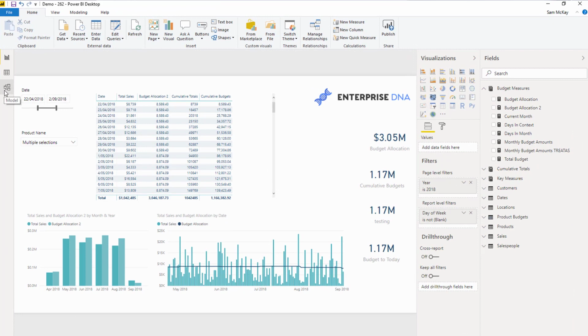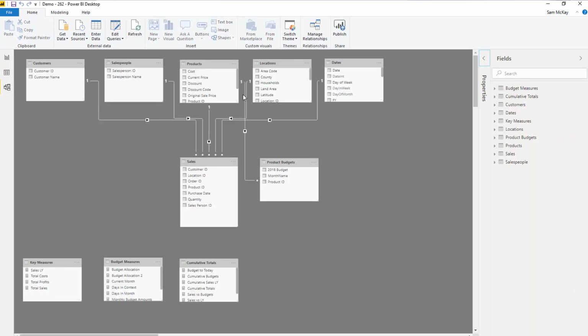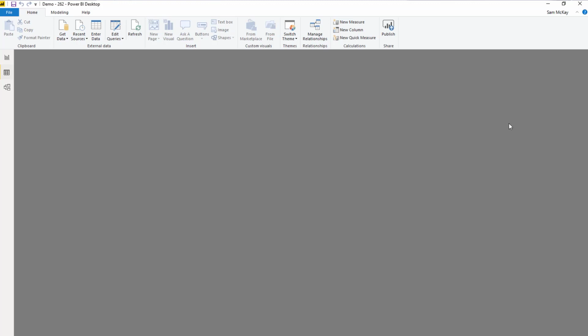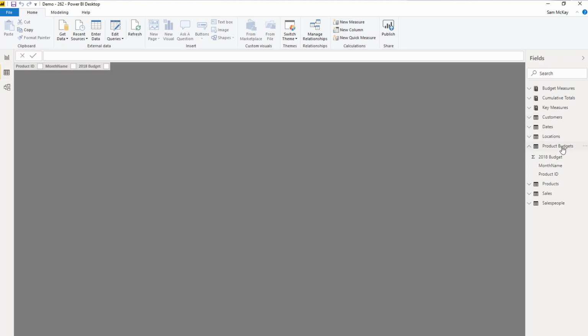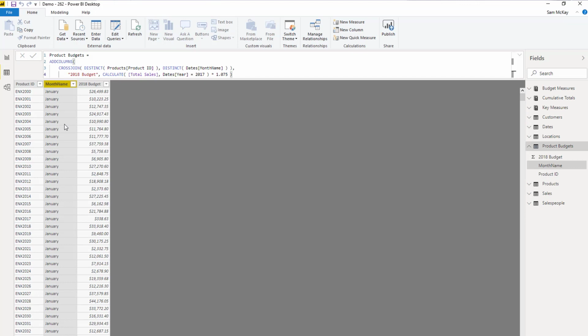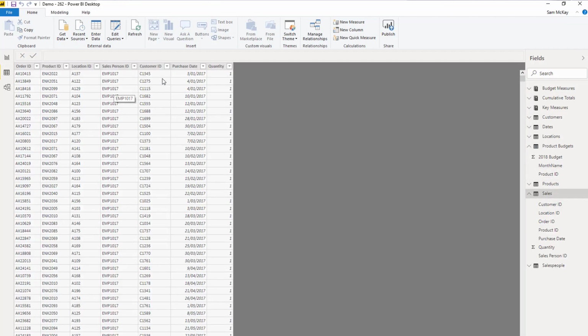Now, what are the key things to understand with any sort of budgeting analysis? Let's just have a quick look at my model here. Your budgets are generally, not always, but generally going to be at a different granularity. They might be at a monthly level. In this particular case, I've got a budget per month, per product. But your sales or your fact table might be at a daily level, and so you've got a granularity mismatch there.